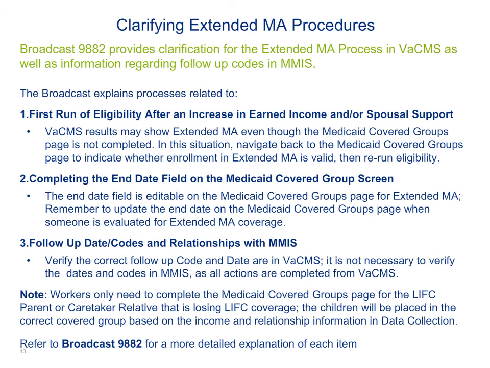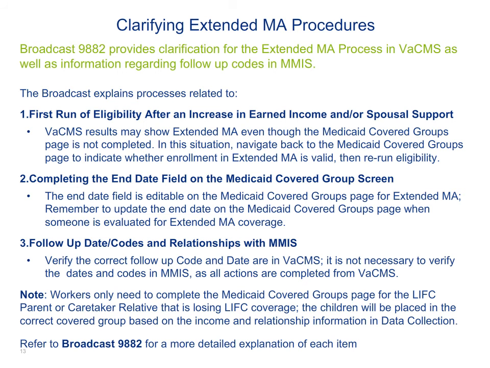First, the first run of eligibility after an increase in earned income and or spousal support. So if you look back at the December 2015 release, there were changes in functionality that stated that the worker had to complete the Medicaid coverage group screen in order to get a result of extended Medicaid in eligibility summary. There has been a change in functionality that VaCMS results may show extended MA even though the Medicaid coverage group page is not completed.